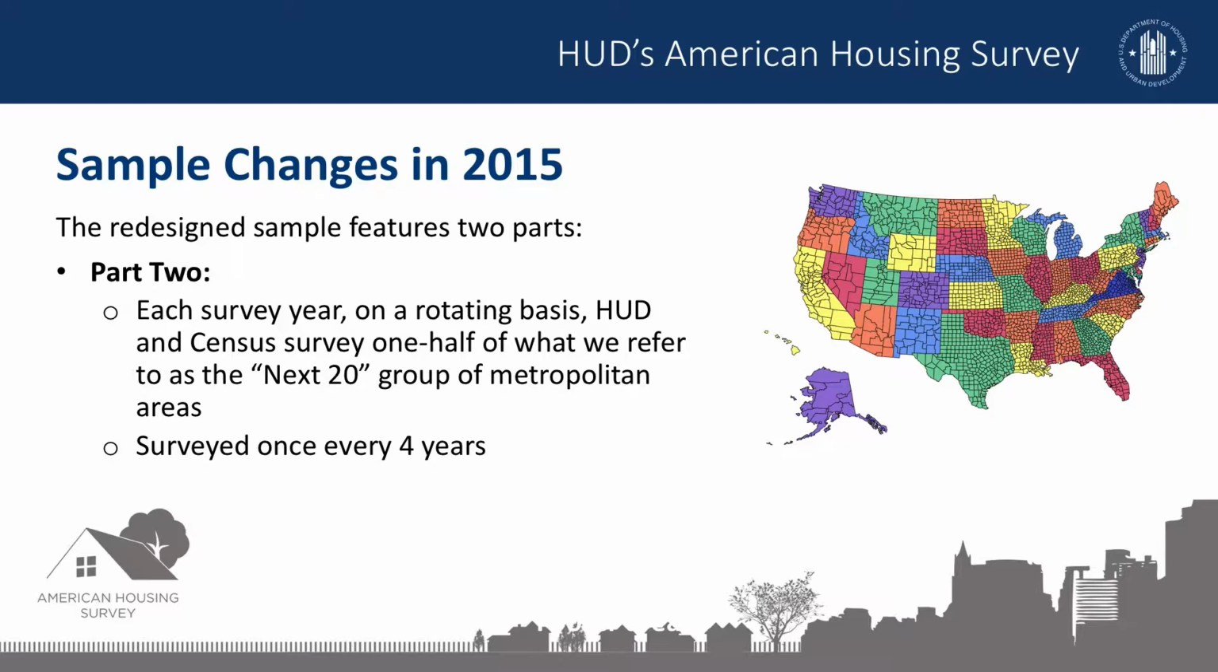Part 2 of the redesigned sample includes representative samples of selected metropolitan areas. Each survey year, on a rotating basis, HUD and Census survey one half of what we refer to as the Next 20 group of metropolitan areas ranging from 16th to 51st largest by population. That means we survey each member of the Next 20 group of metropolitan areas once every 4 years.